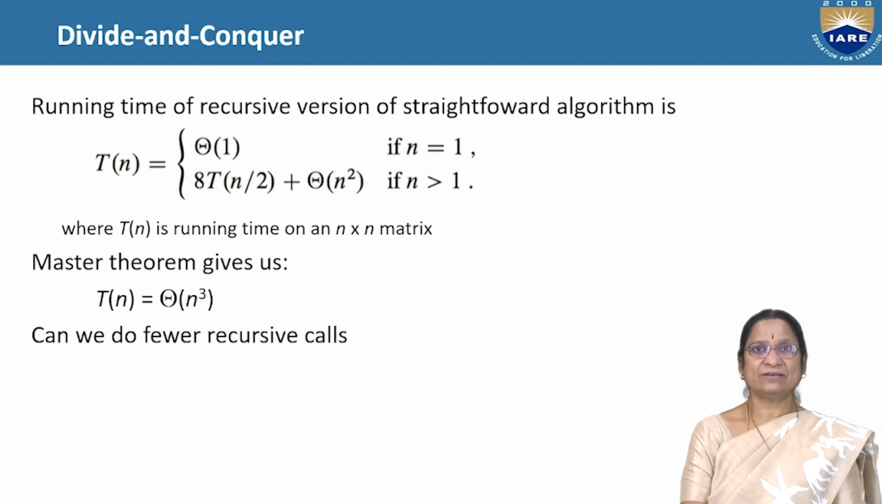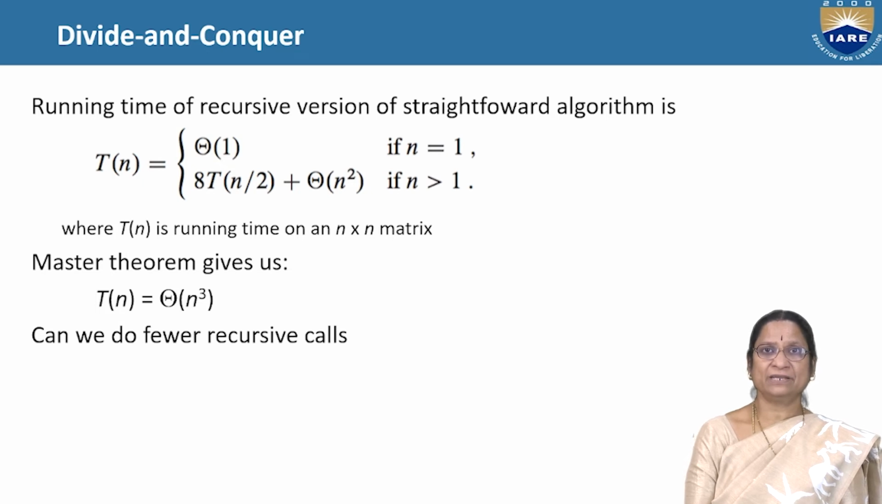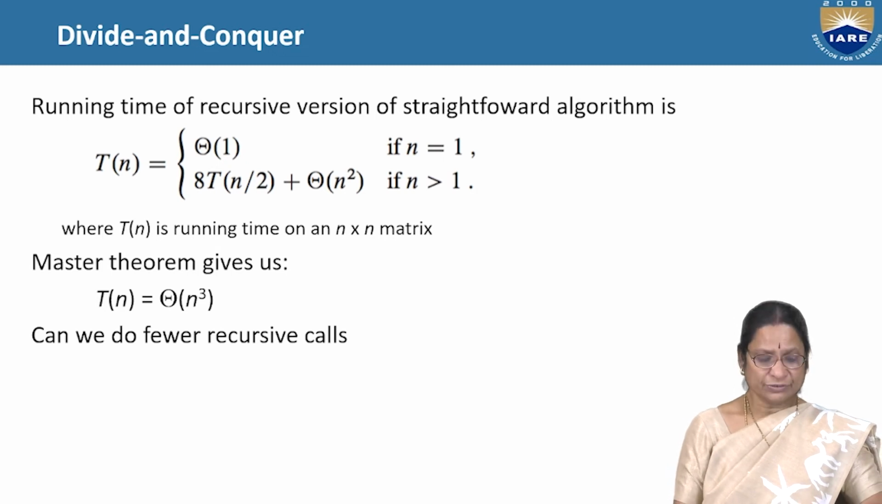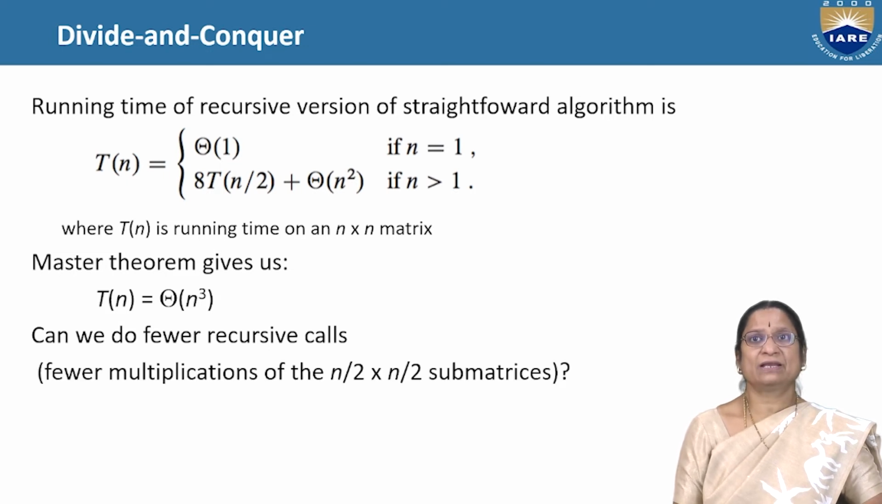So what is our task now? It is not reduced. For the original matrix multiplication, even by applying divide and conquer, we got the same time complexity, the same order of growth. So our task now is: can we make fewer recursive calls, so that our matrix multiplication complexity can be reduced further? Is it possible or not?